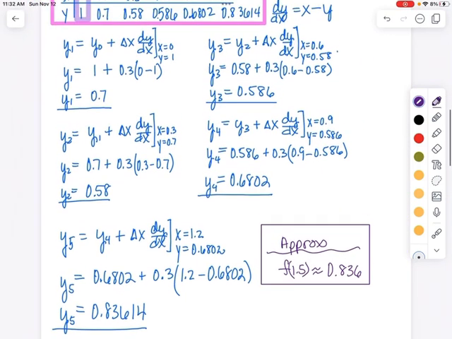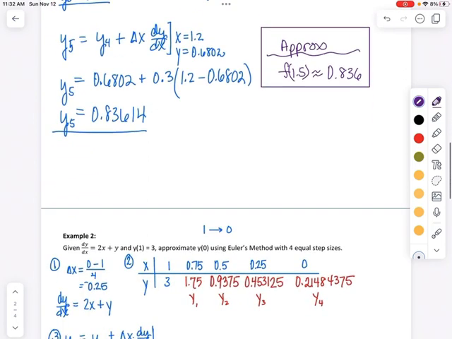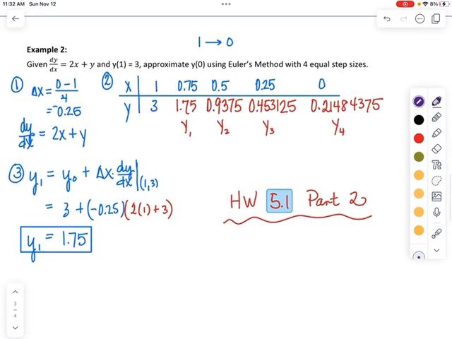Okay, one more problem. I'll let you look over this. Pause your video if you need to. This last one, example 2, has dy dx equal to 2x plus y. Again, you cannot separate the variables. The first step says approximate using Euler's method with 4 equal step sizes. You're starting at 1, my mistake, and you're going to 0.